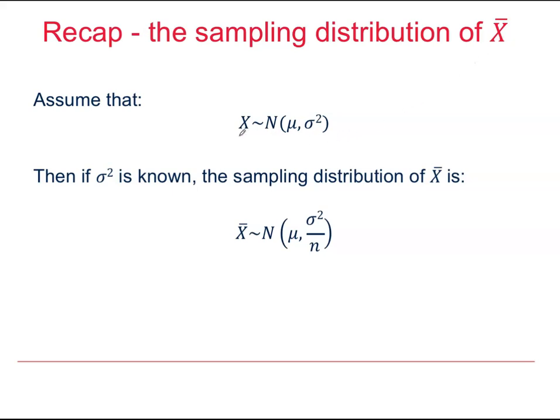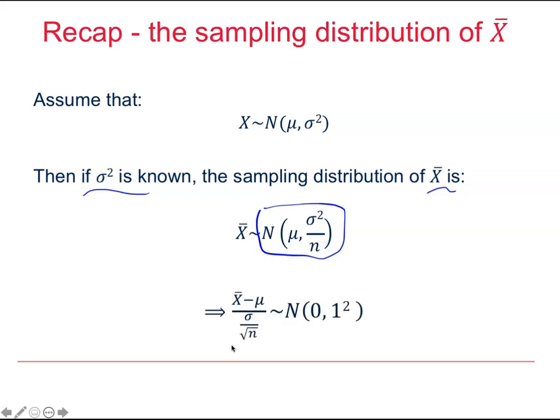Let's assume that x is a continuous random variable that is normally distributed with population parameters mu and sigma squared. Mu represents the population mean and sigma squared represents the population variance. If the population variance is known, then the sampling distribution of the sample mean is given by this distribution here. The sample mean is normally distributed with a mean equivalent to the population mean, but the variance of the sample mean is this term here. It is the population variance divided by the sample size.